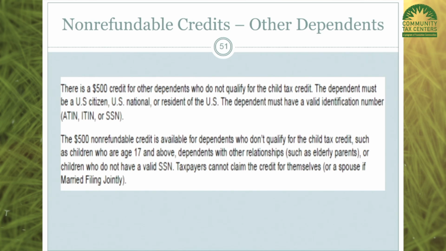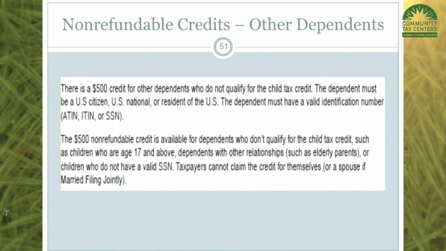Dependents could be parents, grandparents, or children who do not have, again, a valid social, so those I-10 holders. So any other dependents listed on the return who are not under the age of 17 will qualify for the other dependent credit. And it's $500 for each of those dependents listed on there. And again, these are all non-refundable, so all it's doing is reducing the tax liability to zero, or getting it as close to zero as possible.